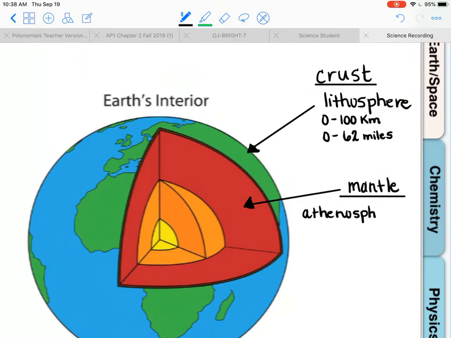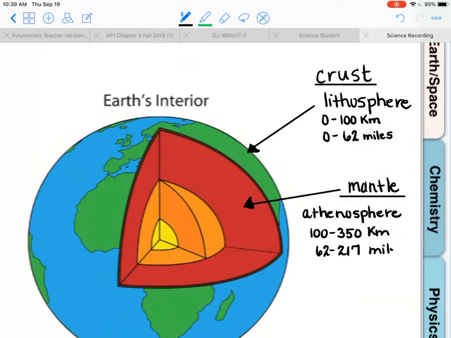And remember, anytime you see sphere, that's one of our morphemes. Anytime you see sphere, that means ball. So it's the asthenosphere. And this one ranges from 100 to 350 kilometers down. Remember, the crust stopped at 100 kilometers, so this picks up at 100 kilometers and keeps going down into the Earth. Or from 62 to 217 miles.